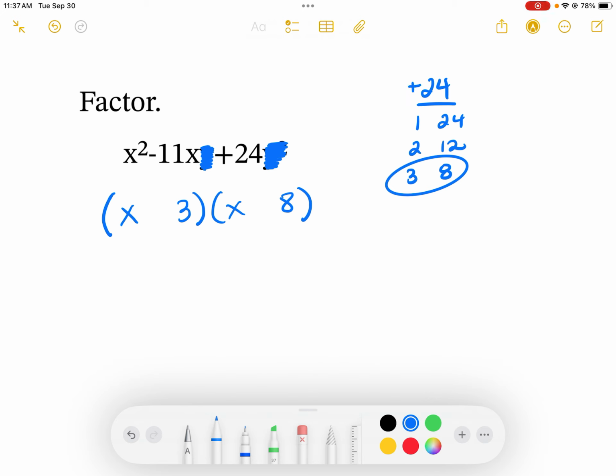Because we have a positive 24, that tells us that we should end up with the same signs. And specifically, they need to add up to a negative 11, which means we will put a negative on both the 3 and the 8, sorry.